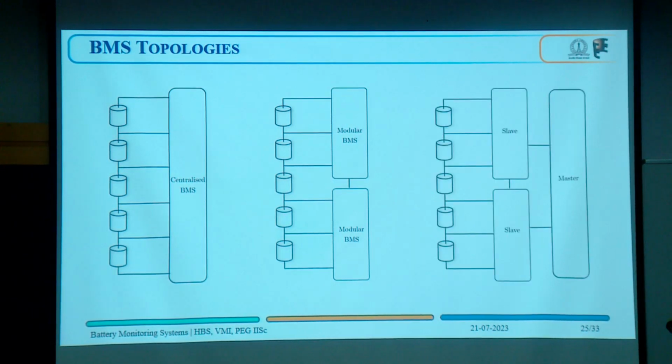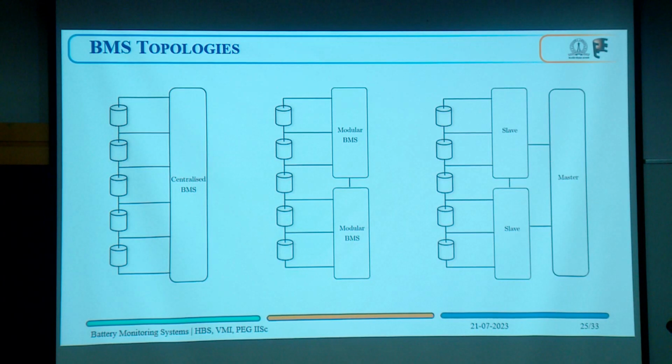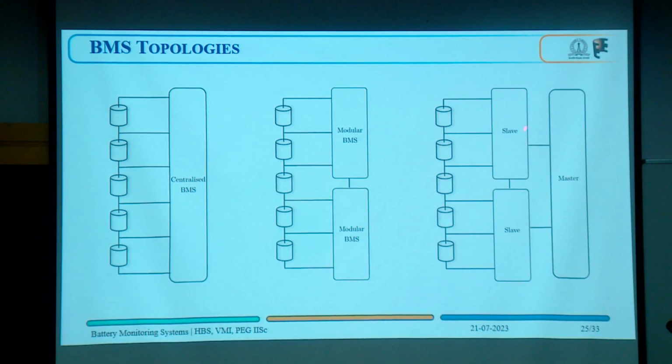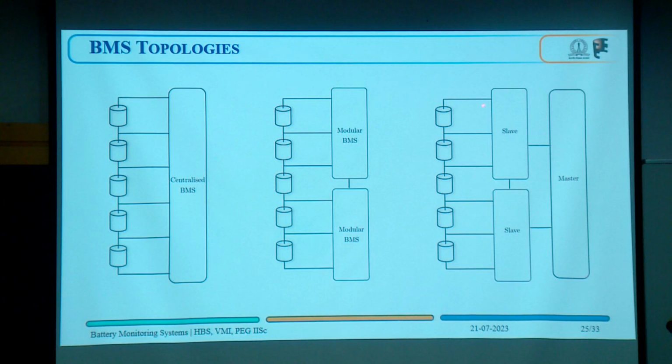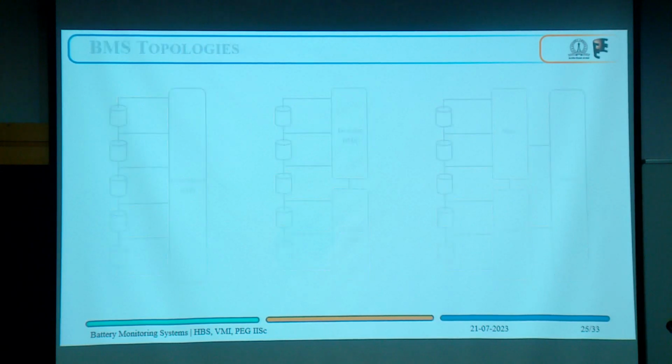Then there can be master-slave modules. So this will be called a battery monitoring unit. This will be called a battery management unit. It will just monitor and feed the data, and it will perform some calculations and then feed back the control signals. There can also be individual cell BMS, but that will again become costly. Each cell will have its own BMS, so that can become costly depending upon your application.